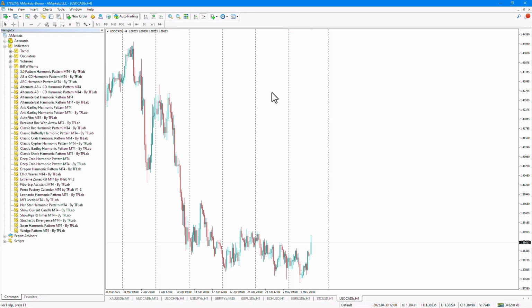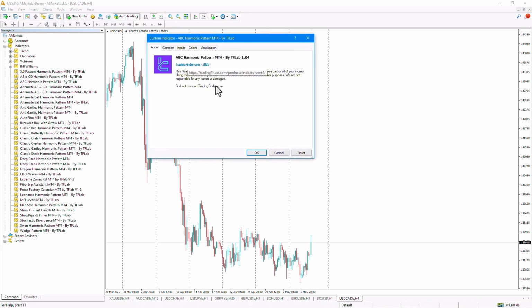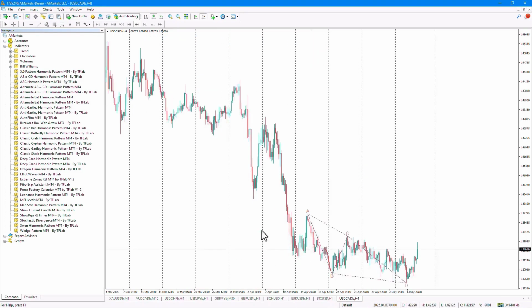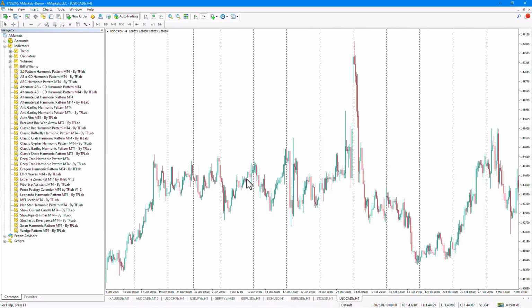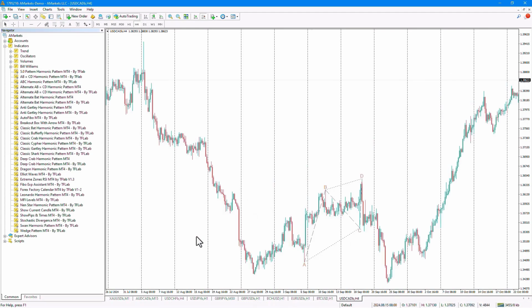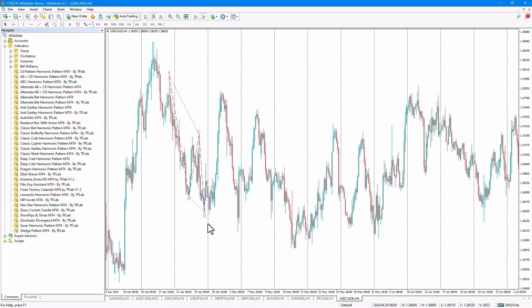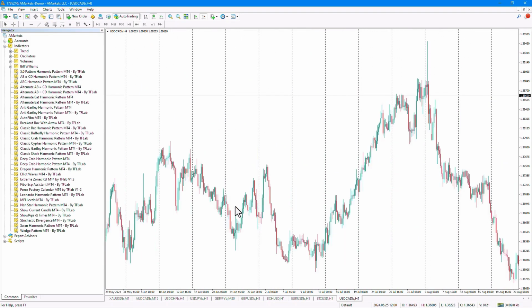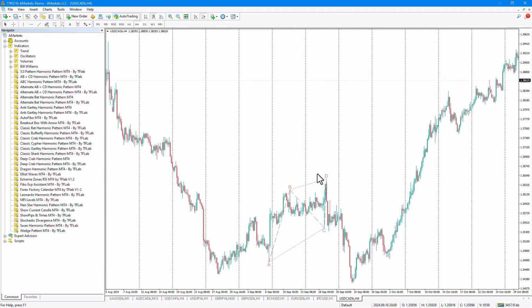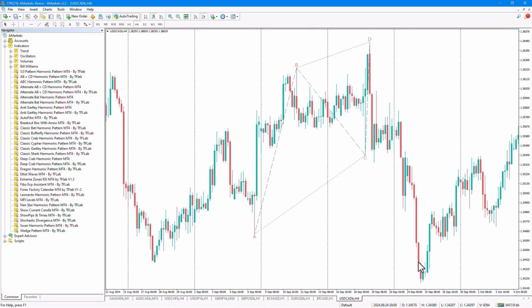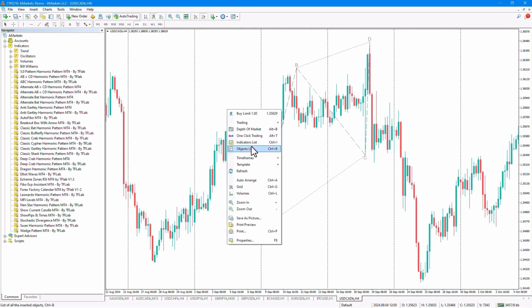From the Navigator section, we select the indicator file and run the indicator by dragging the file onto the chart. Once the indicator is placed on the chart, it starts identifying and drawing the ABC harmonic pattern on the price chart. Traders who are looking to identify this pattern on the chart can use the ABC Harmonic Pattern Indicator to find potential price reversal zones or points. They can identify these areas and enter buy or sell trades in the market.